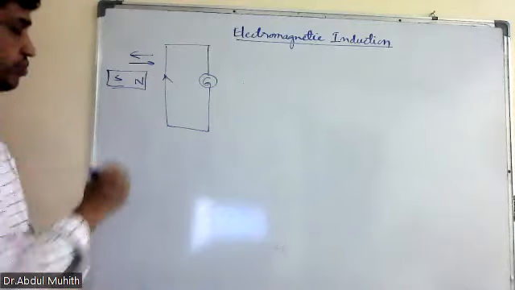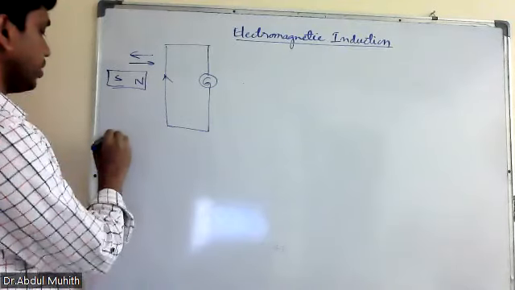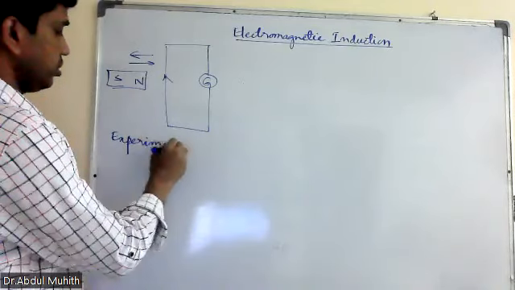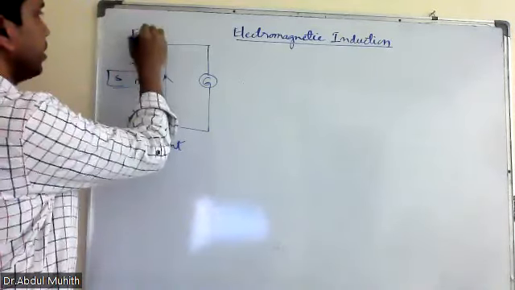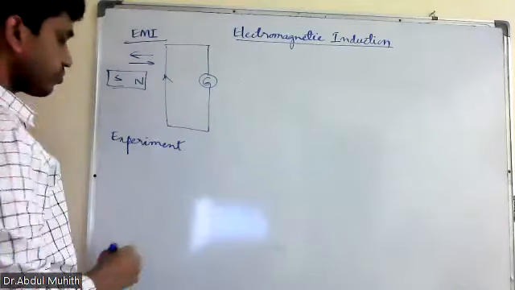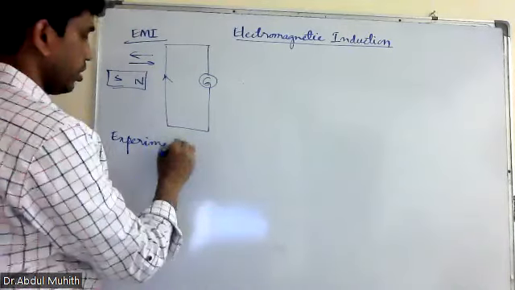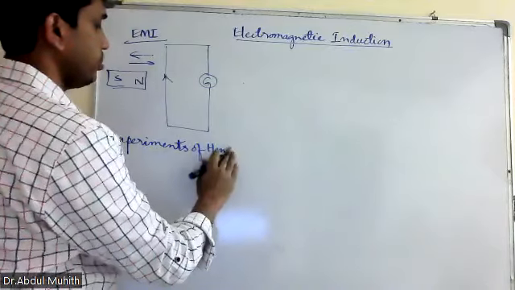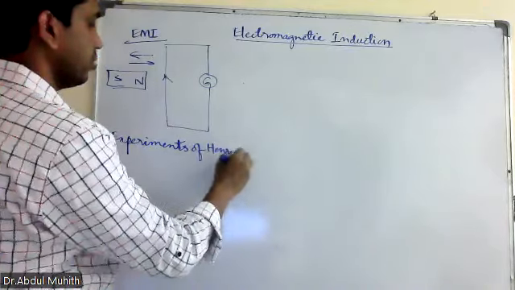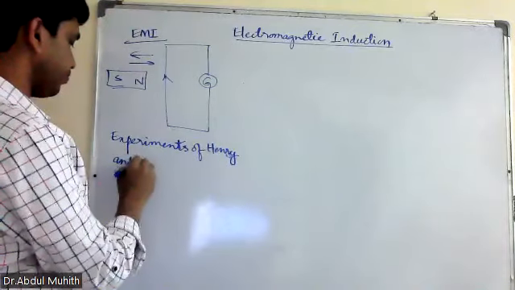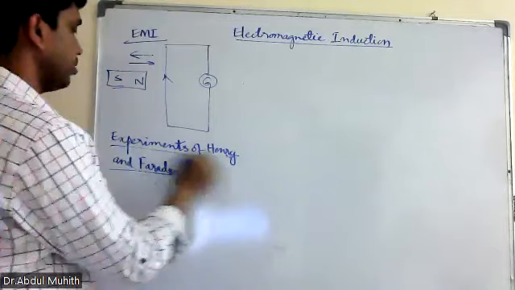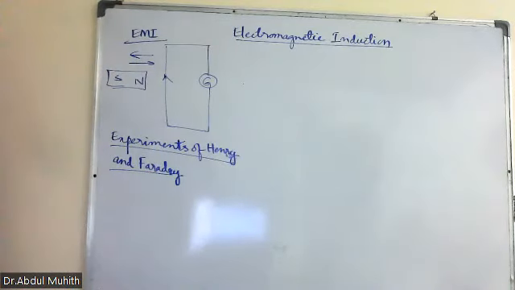There are 3 experiments which were demonstrated by 2 scientists. This is said to be EMI, electromagnetic induction. Experiments of Henry and Faraday. Joseph Henry and Michael Faraday are the 2 scientists.